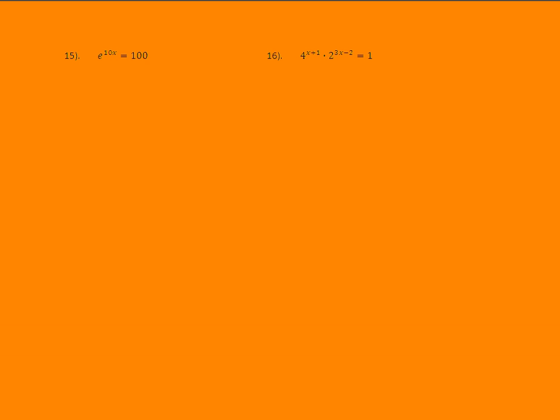Okay, in 15, we have a base of e, so I'm going to have to do the natural log of both sides. When I do that, it leaves me with 10x equals natural log of 100. To get x by itself, divide by 10: natural log of 100, then divide by 10. And that is numerically, when I punch it into a calculator, 0.4605 or 0.461, something along those lines.